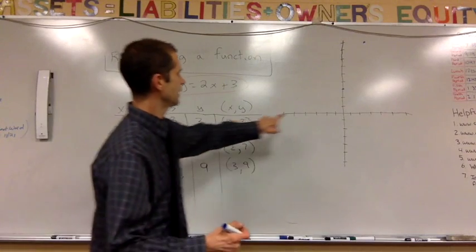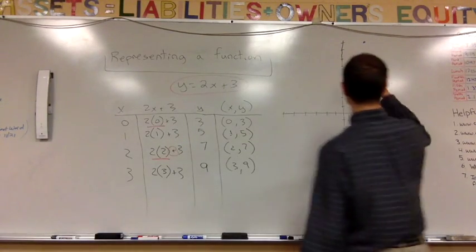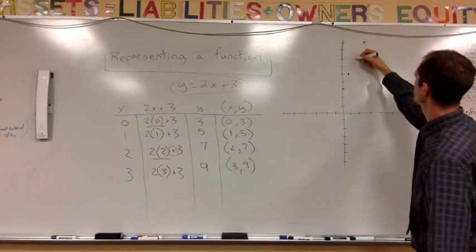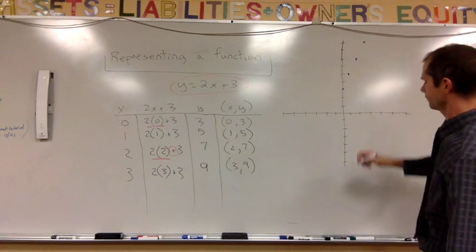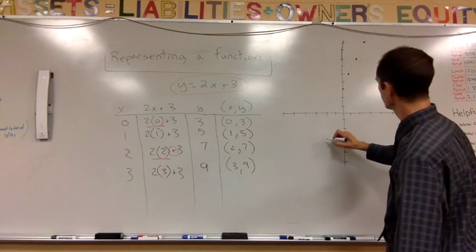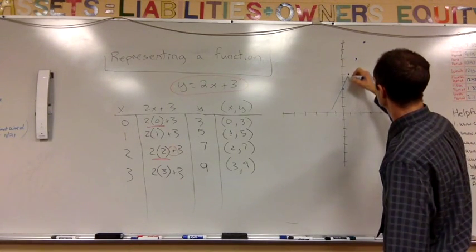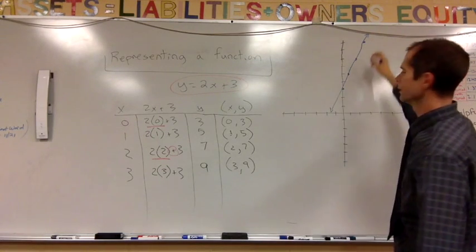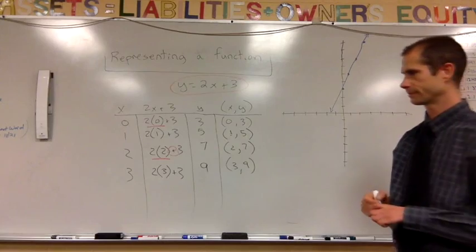Then we plot these. We have 0, 3. Then we have 1, 5. Then we have 2, 7. And finally 3, 9. After you're done plotting, then you take a ruler and make a straight line. This line is going to show us our function.